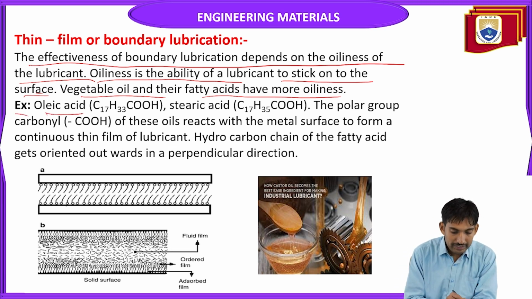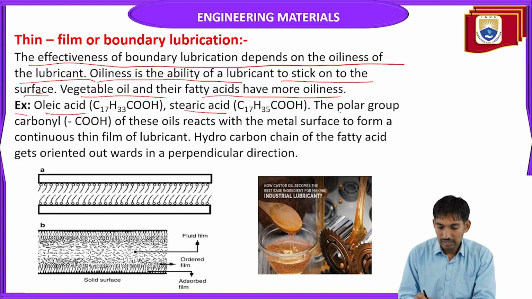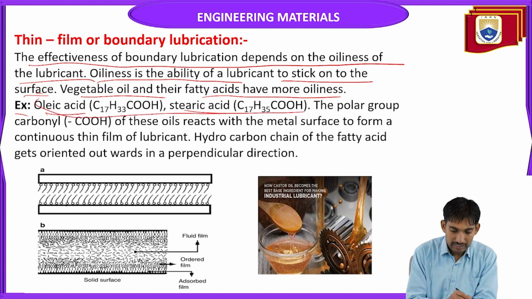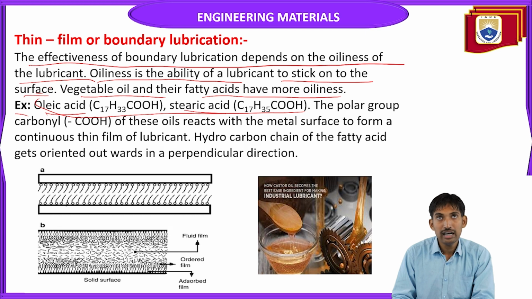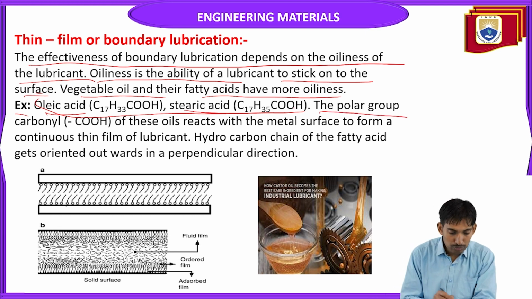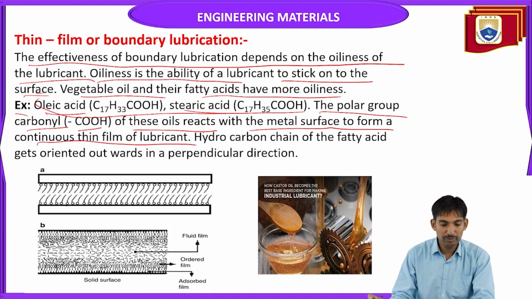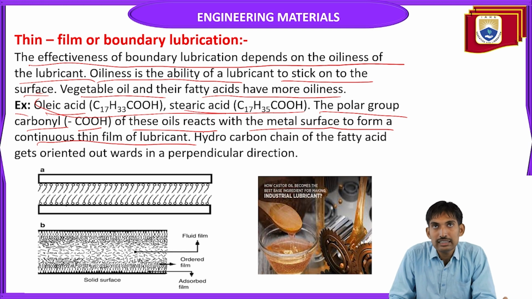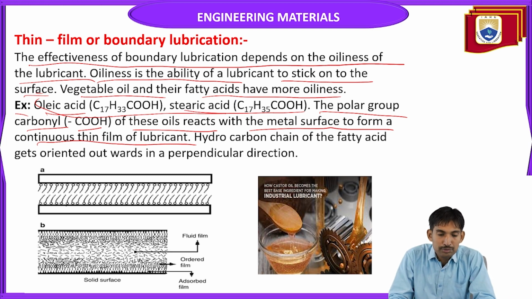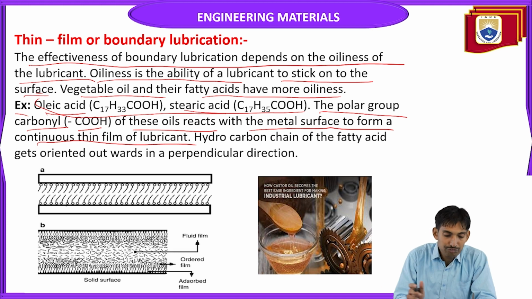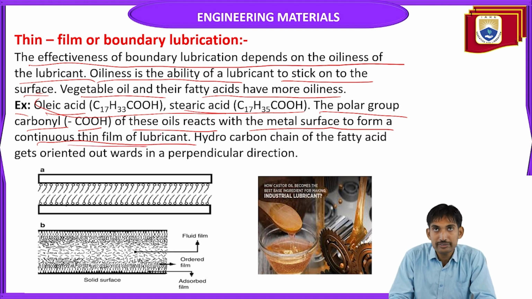Examples: oleic acid, stearic acid. These are fatty acids, and they contain oiliness. The polar group of carboxylic acid, that is COOH, of these oils reacts with the metal surface to form a continuous thin film of lubricant. Oils like oleic acid and stearic acid contain polar groups like carboxylic acid, which react with the metal surfaces and form a thin film of lubricant.